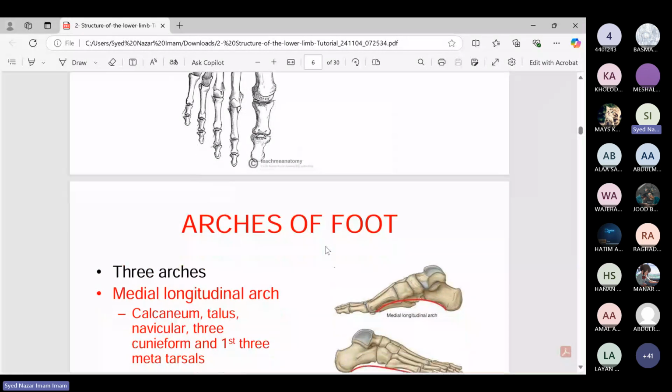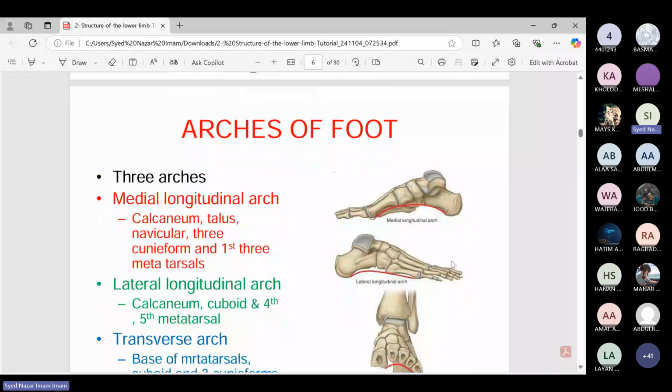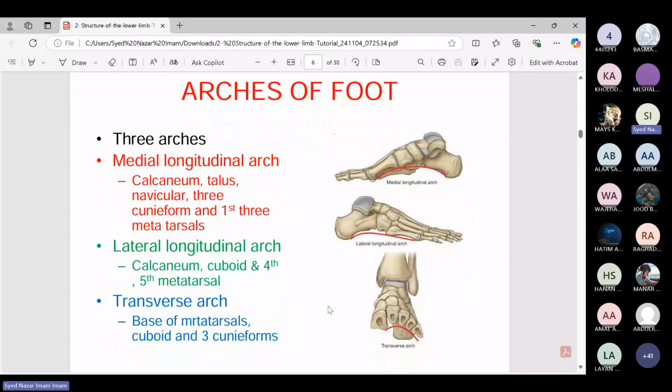Now, when we talk about the foot, there is one very important thing, and that is the arches of the foot. It's not flat. The foot is not flat. Rather, it has arches, and we call it arches of the foot. We have two longitudinal, one is on the medial side and one on the lateral side, and then one is your transverse arch. So how is this arch formed?